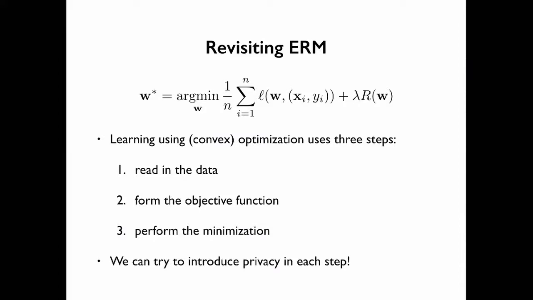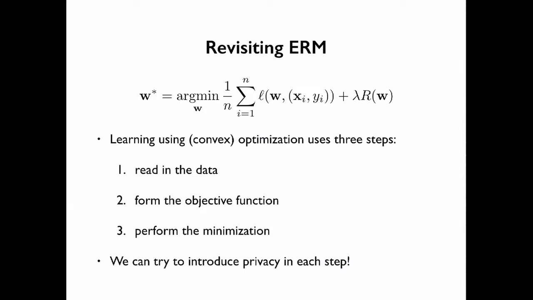So we have this convex optimization problem, assuming the loss is convex and the regularizer is nice. There are three steps when I'm going to train my classifier. When I teach undergrads, I say, okay, first you got to read in the data and pre-process the data, and then you got to form your objective function, and then you got to run some minimization method. We can try to introduce privacy in each of these places. The question for differential privacy is, where do you put the noise?